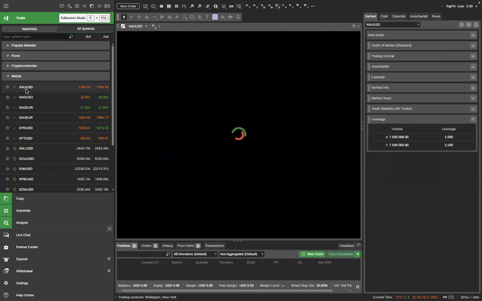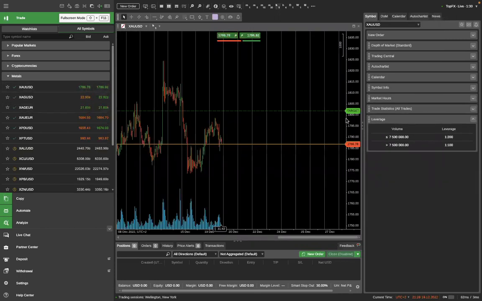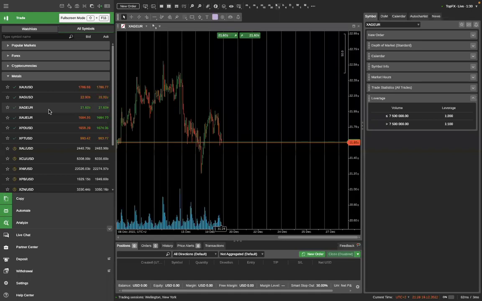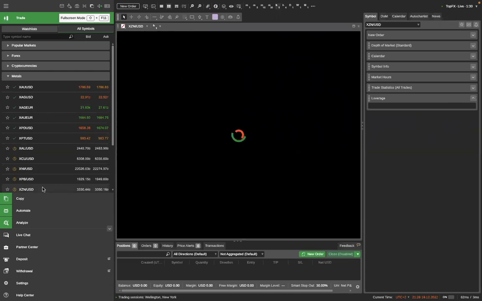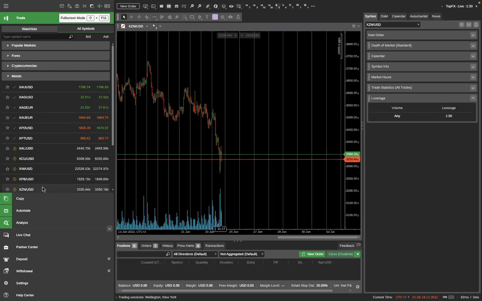When we talk about the metals, for example, we are using gold. Dynamic leverage is as follows: up to 75 lots, there is 1 to 200. Above 75 lots, 1 to 100. The same situation is with silver. Let's take a look at the silver. Exactly the same situation, and all of the other precious metals might have different settings here. For example, zinc is, of course, 1 to 20.